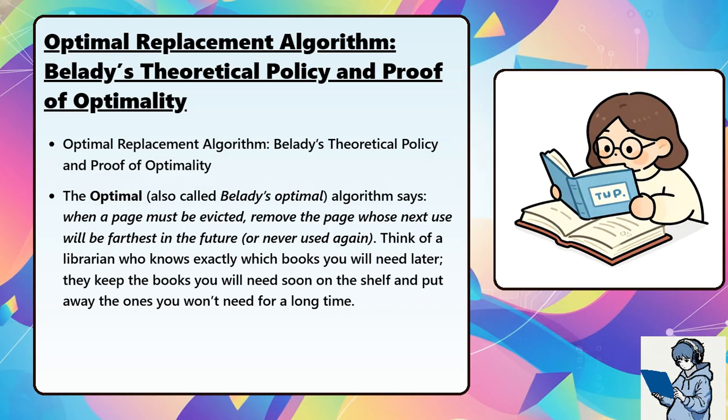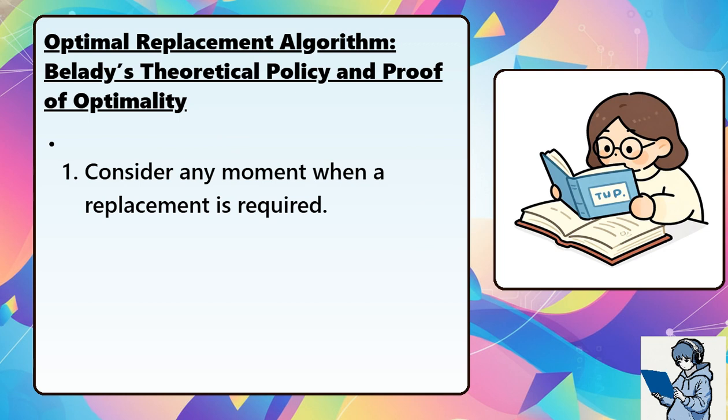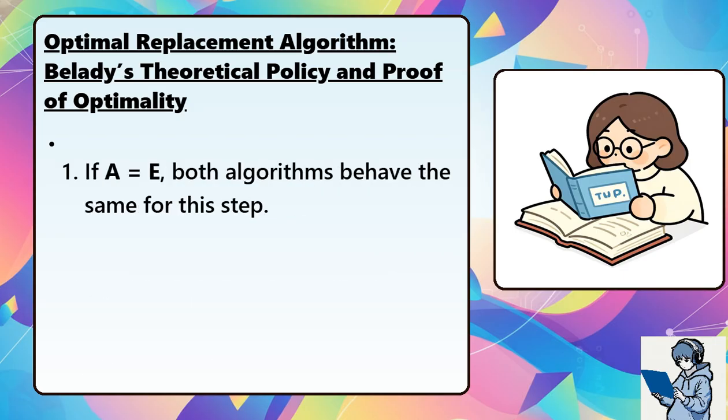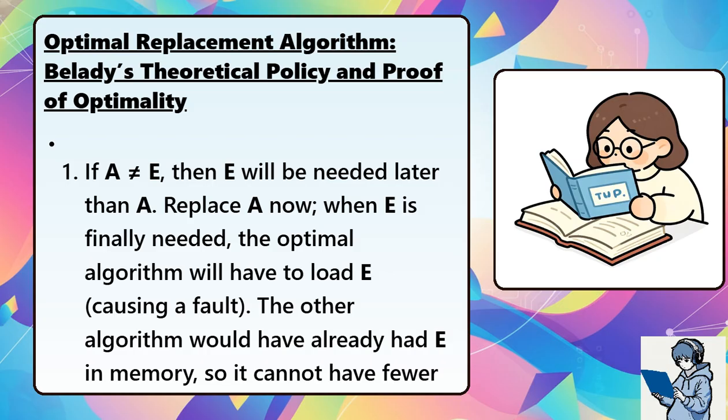Proof of optimality sketch. Consider any moment when a replacement is required. Let E be the page the optimal algorithm evicts, the one with the farthest future use, and A be the page another algorithm evicts. If A equals E, both algorithms behave the same for this step. If A is not equal to E, then E will be needed later than A, so replacing A now is a mistake.